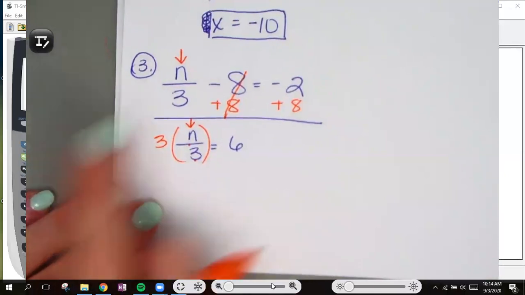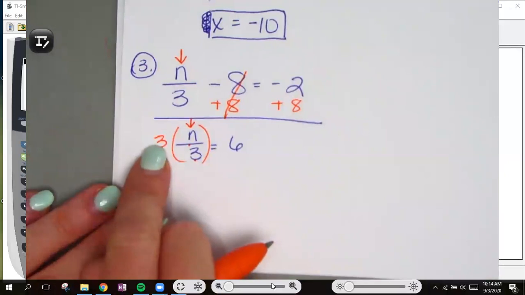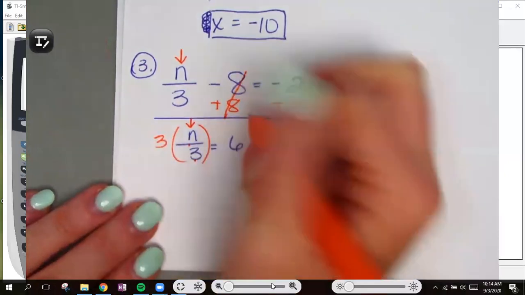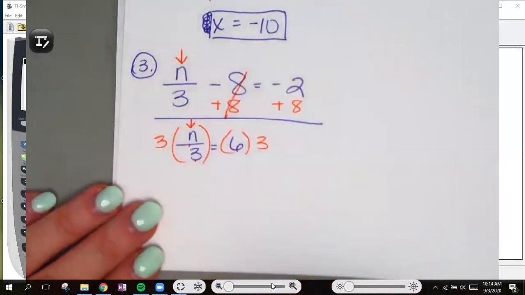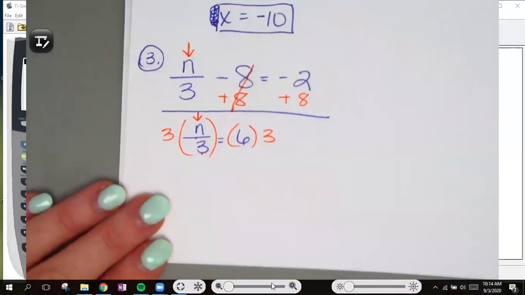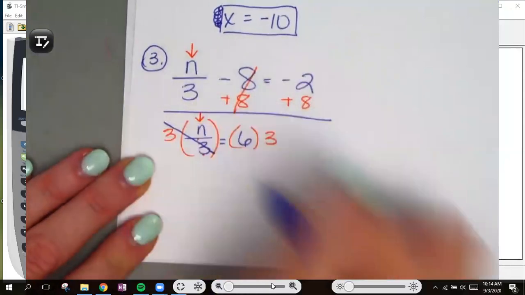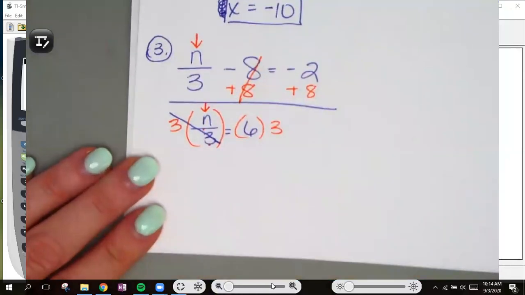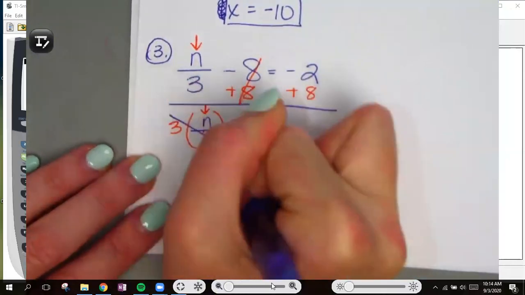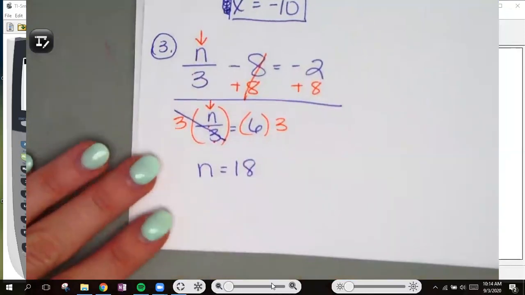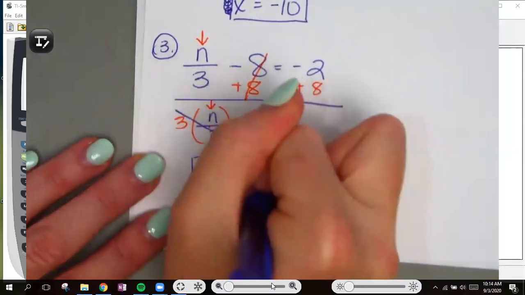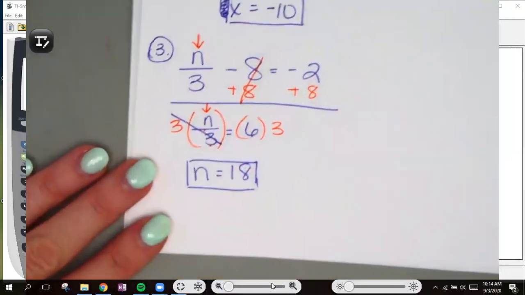If I do times 3 on one side, I have to times 3 on the other side. What happens to my 3's when I do the inverse? They cancel each other out. What is left? N equals 18. Did I get my n all by itself? Yes. Do I have any more steps? No. Putting a box around it, last step.